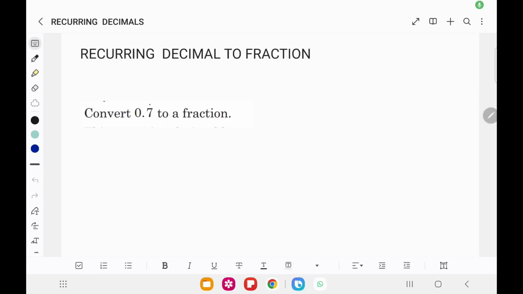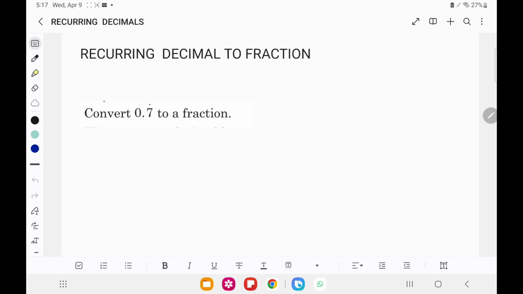Hello everyone. Today you will learn how to convert a recurring decimal to a fraction with easy steps. Recurring decimals are decimals where the same number goes on and on, like 0.3333. Wonder how to turn it into a fraction? In this video, I'll show you a simple and easy way to convert recurring decimals into a fraction.